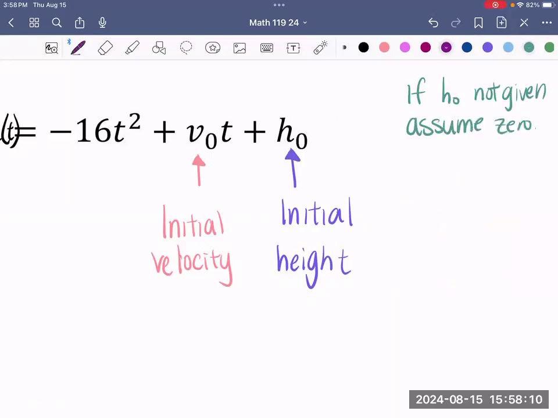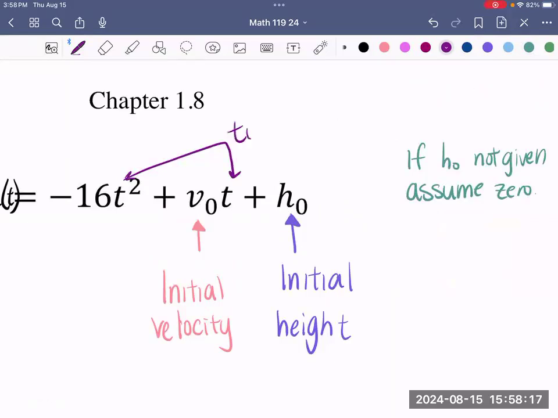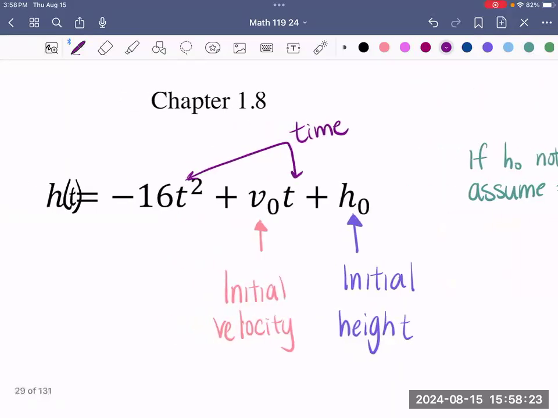And what do we think these T values stand for? Well, T will be some time. Now there's a few more. We have H of T over here. H of T. So we know H is standing for height and T stands for time. So this is the height after T.